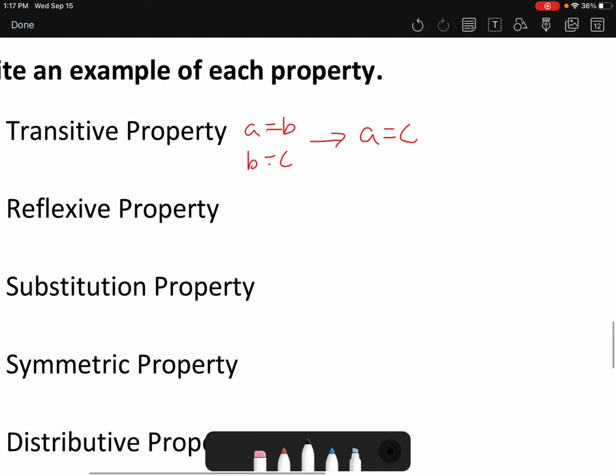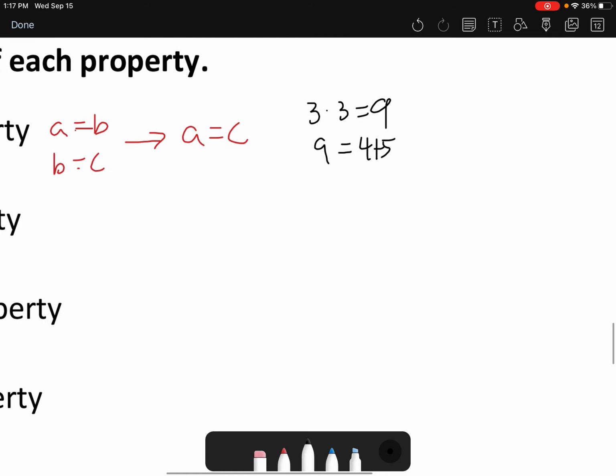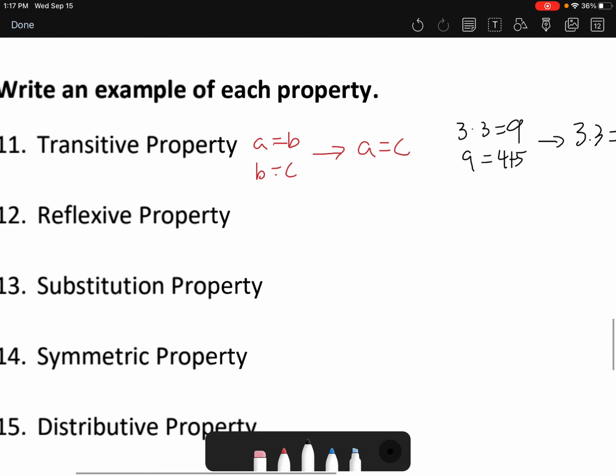if 3 times 3 equals 9, and 9 also equals 4 plus 5, then you could take both of those pieces of information and say that 3 times 3 equals 4 plus 5. And we know that's true, but this is just the formal way of writing it down. This is the name of that property that says that's true.